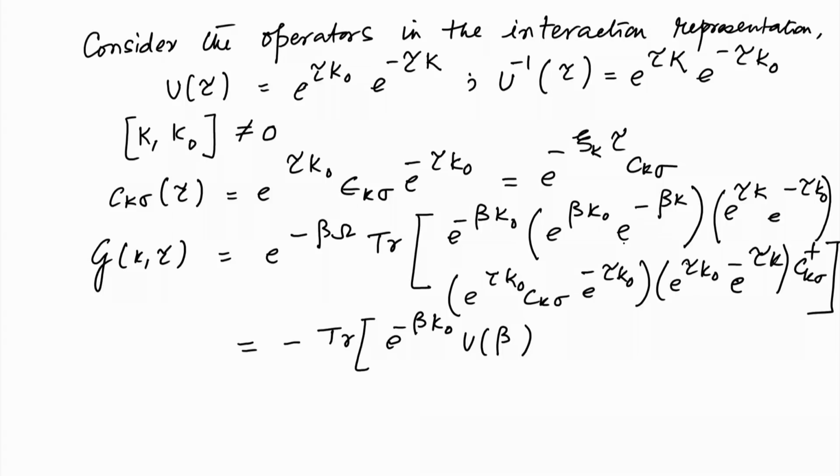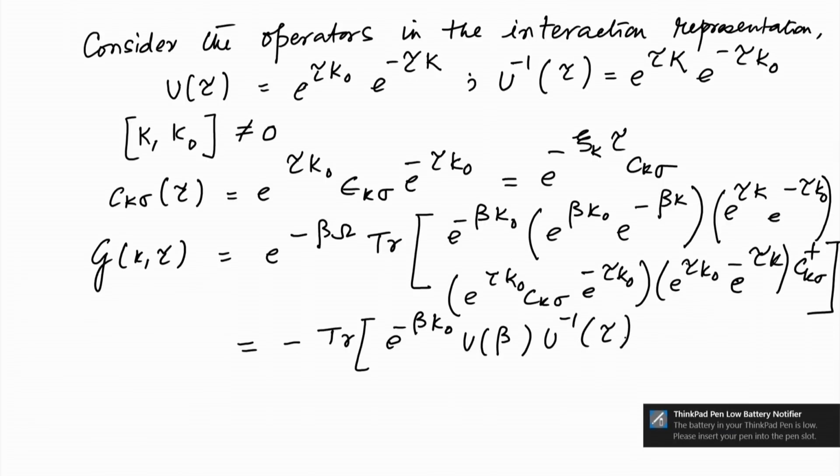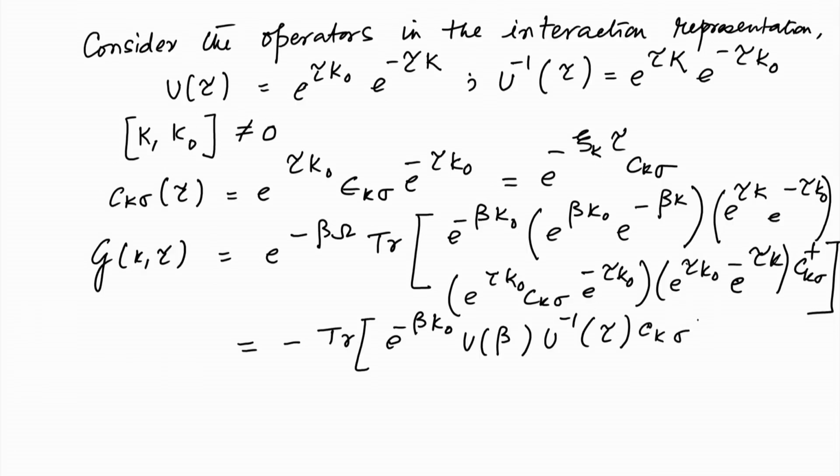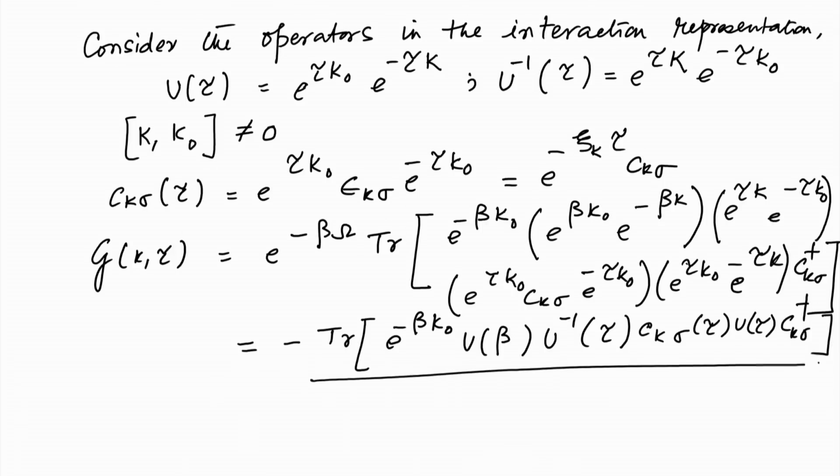So, that is written here as U of beta. The whole idea of writing it in this particular form is to introduce these U operators, and then you have a U inverse of tau, a c_k sigma of tau, and a U of tau and a c_k sigma dagger, and this is divided by the trace of exponential minus beta K_0 U of beta. I will just show in a moment how this comes.